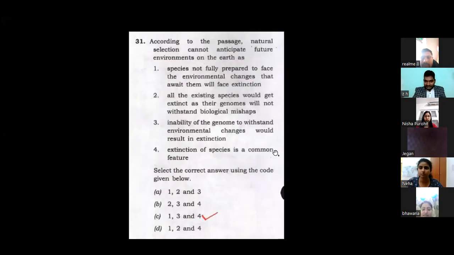Okay. So this is the question that we saw. Amit, can you read the question now? The question is visible on the upper side. According to the passage, natural selection cannot anticipate future environments on the earth, as the first option is species not fully. We have seen the statements. We have also derived the correct answer. And now we are looking at the question.